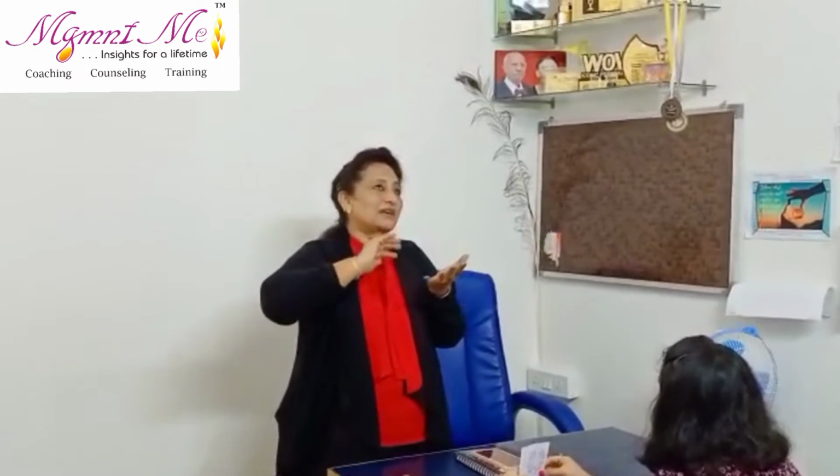Okay? Then you have the triangle. If the triangle is pointing upwards, it is talking about energy and strength. If it is pointing downwards, it is talking about creativity and gaining knowledge. So you have the upward triangle and the downward triangle. You must have seen these, and now that I'm telling you, you can relate to it.